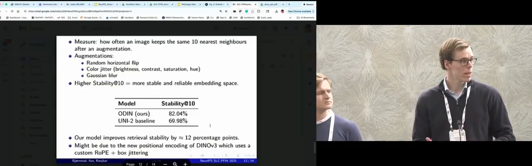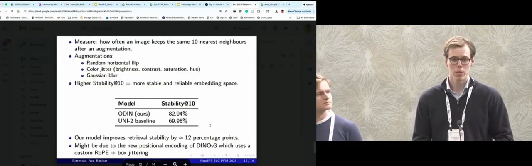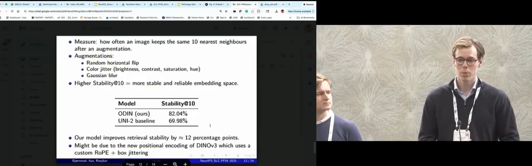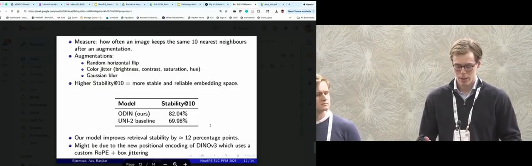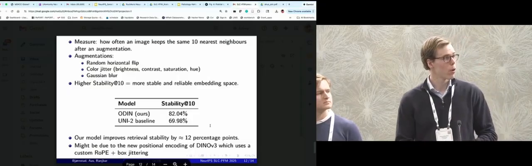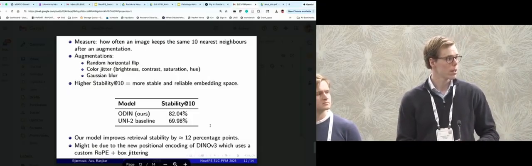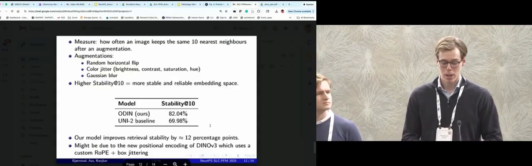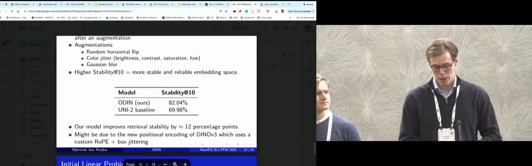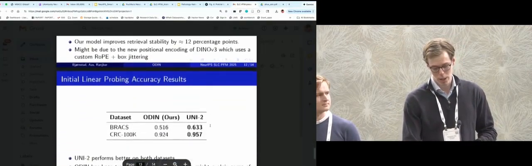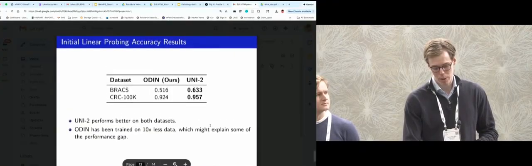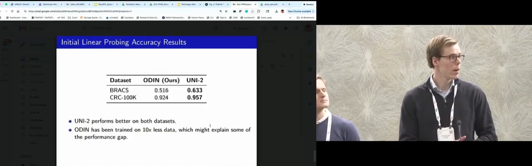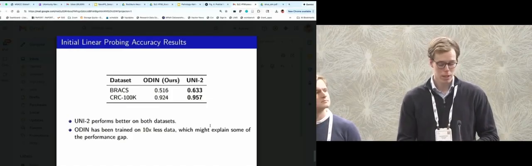We thought this might be due to the new positional encoding from DINOv3, which uses a custom RoPE and not learnable positional encoding. Even if this is not a measure of the actual performance, we still thought it was a good sign. We didn't have any labels from the dataset we were given, but we tried to do a benchmark on 2 public datasets initially by doing linear probing. And then we chose BRACS and CRC.